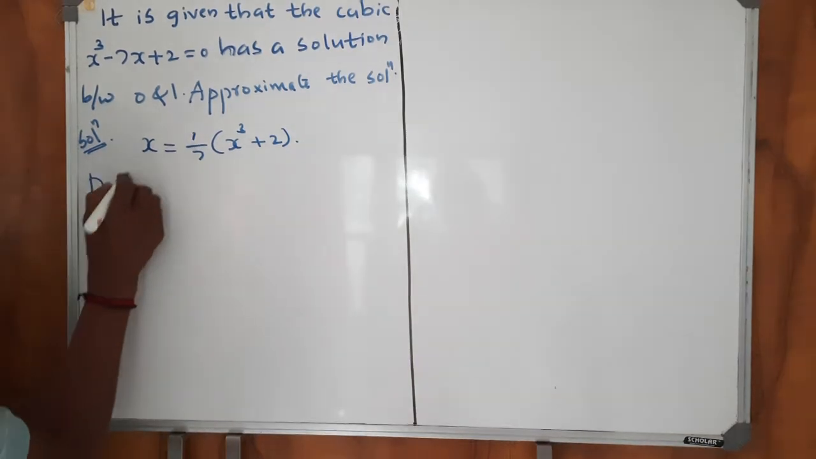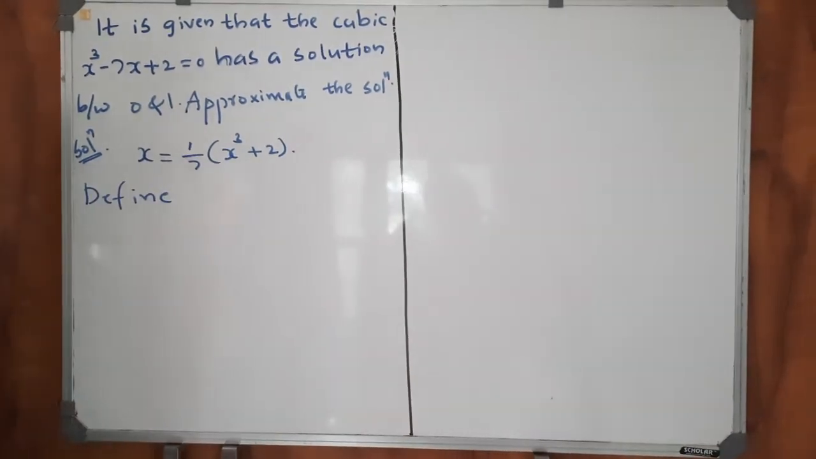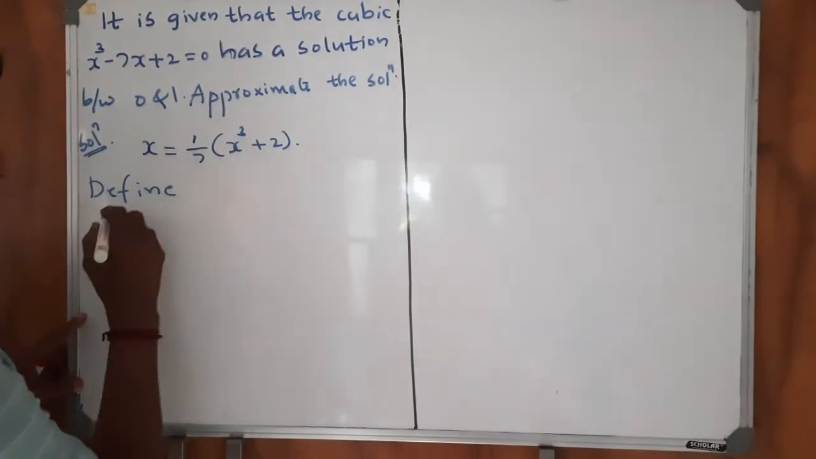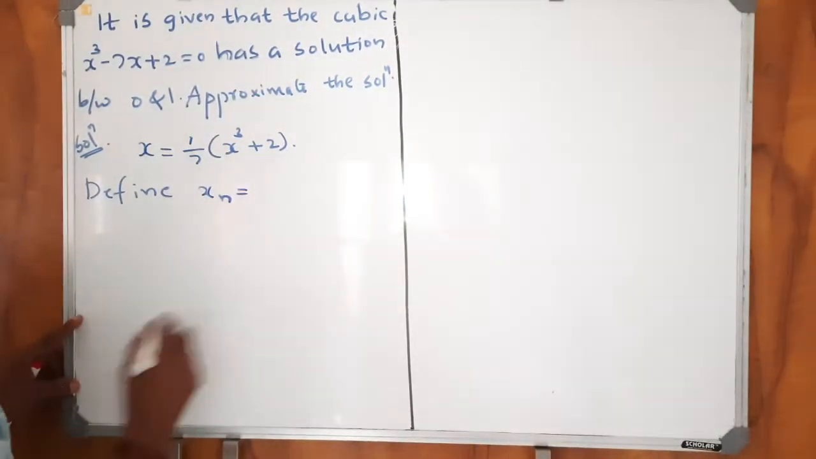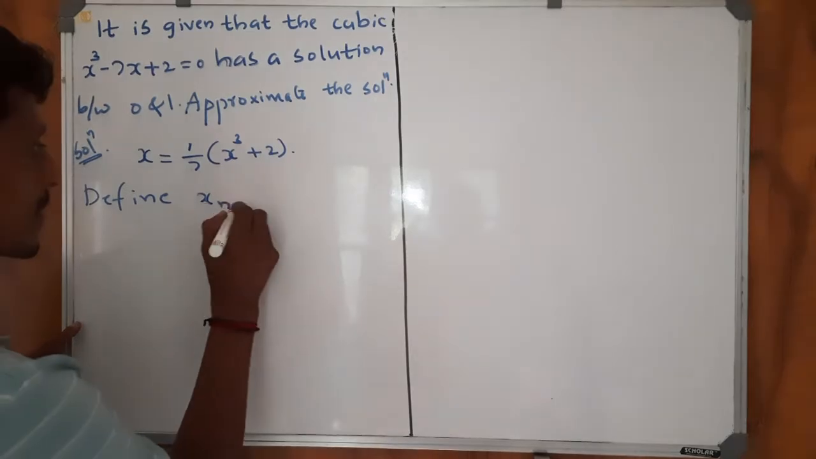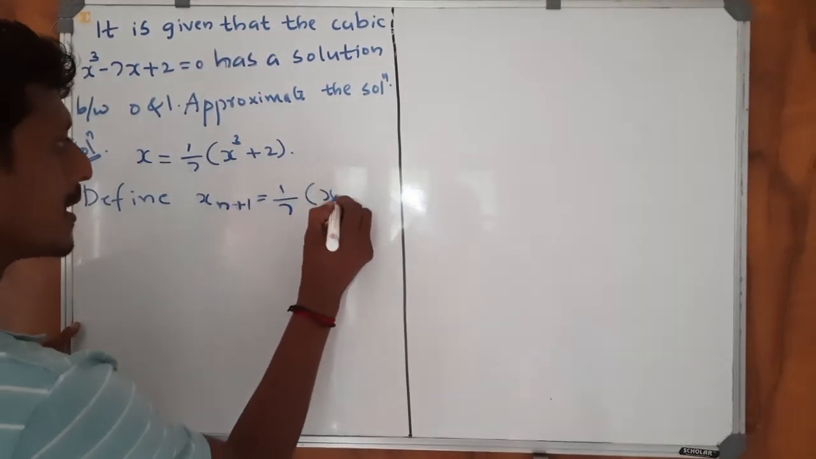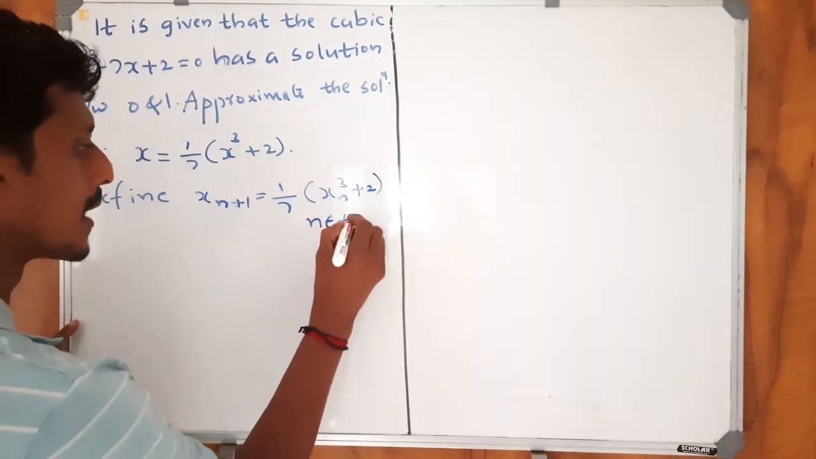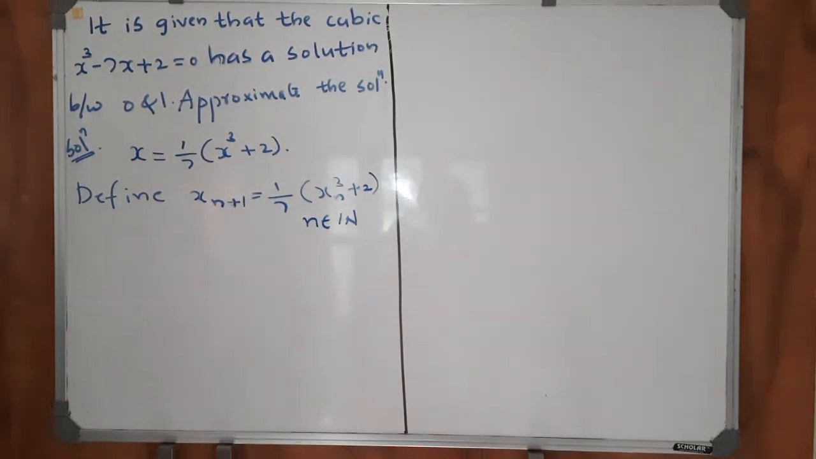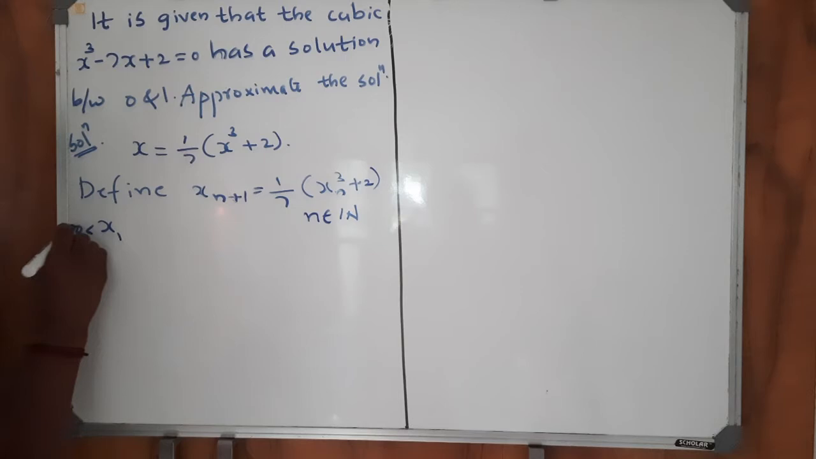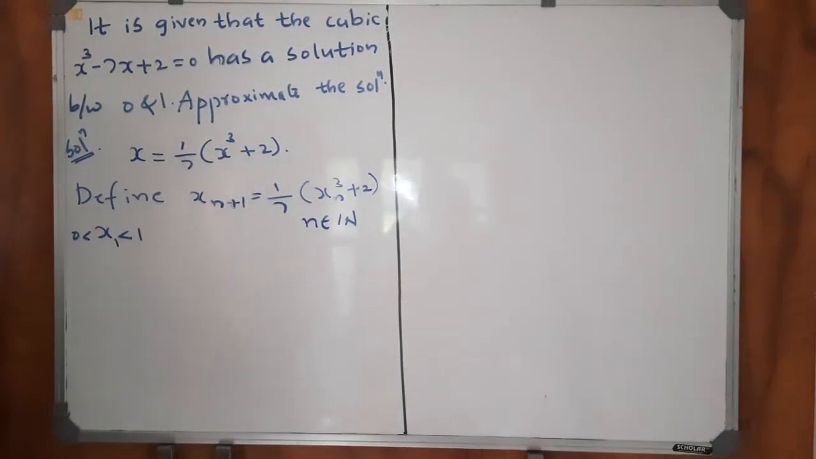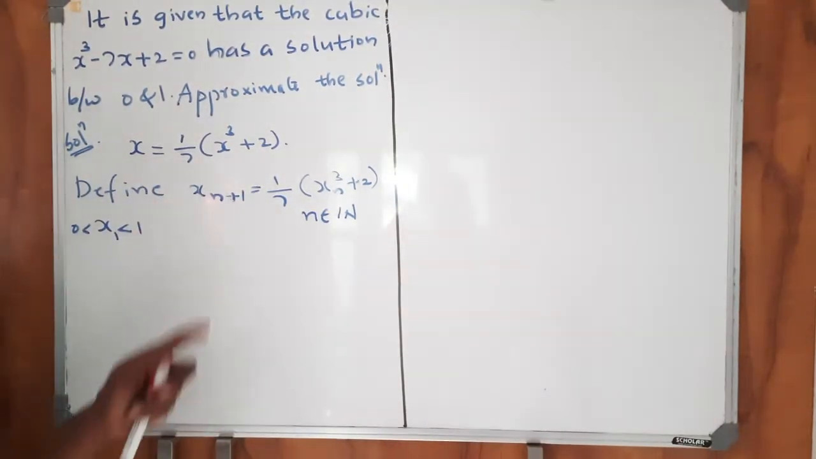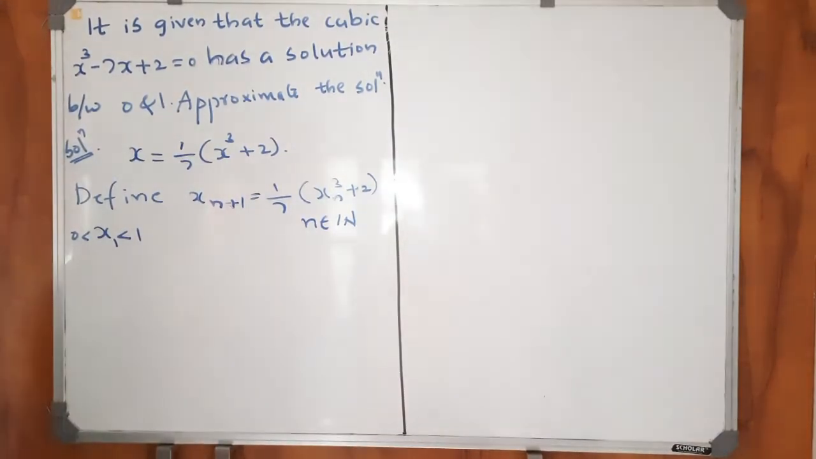So we define xn recursively. We choose x1 between 0 and 1, and we define xn plus 1 equal to 1 by 7 into xn cube plus 2 for n belongs to N. So we arbitrarily choose x1 between 0 and 1. x1 can be any real number between 0 and 1, and we define xn recursively by xn plus 1 equal to 1 by 7 into xn cube plus 2.